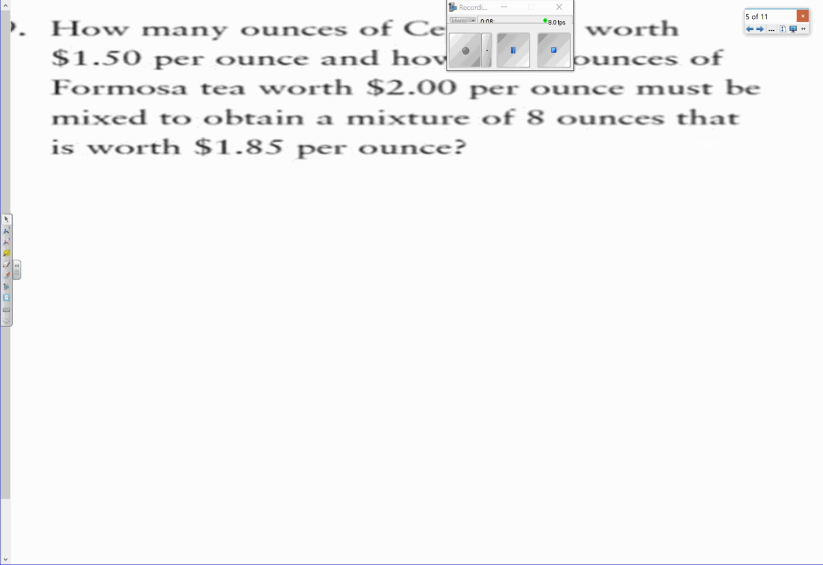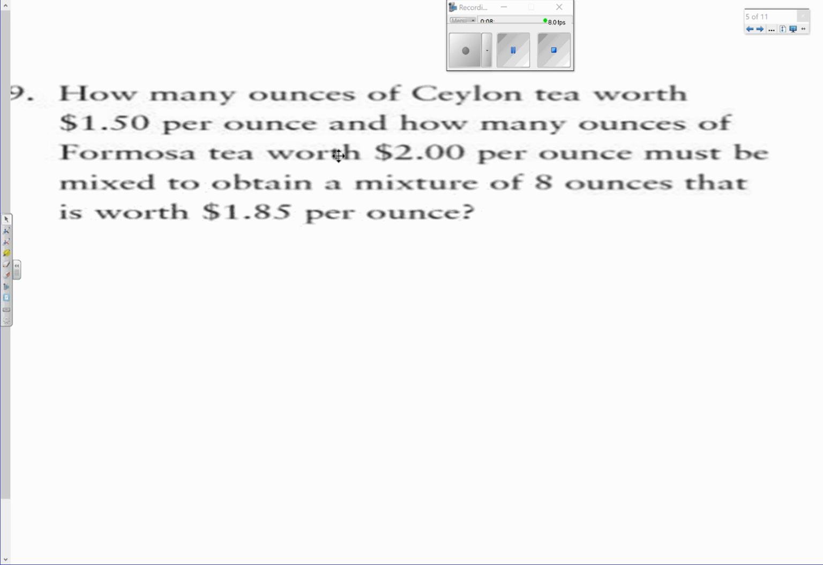Okay, we're moving on. So how many ounces, excuse me, of Ceylon tea, right? So Ceylon tea, we're going to go ahead and call it C. And there's Formosa tea, which I'm going to call F, where $2 per ounce must be mixed to obtain a mixture of 8 ounces that is worth $1.85.